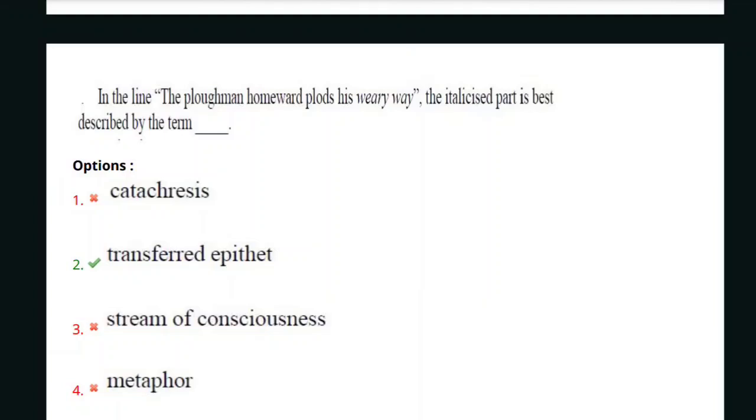The plowman homeward plods in his weary way. Here "weary way" is a transferred epithet. So the correct option here is the second one, that is transferred epithet.